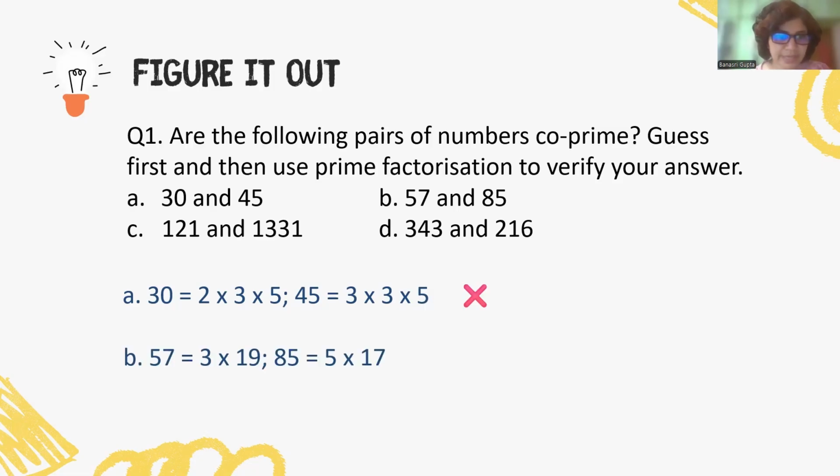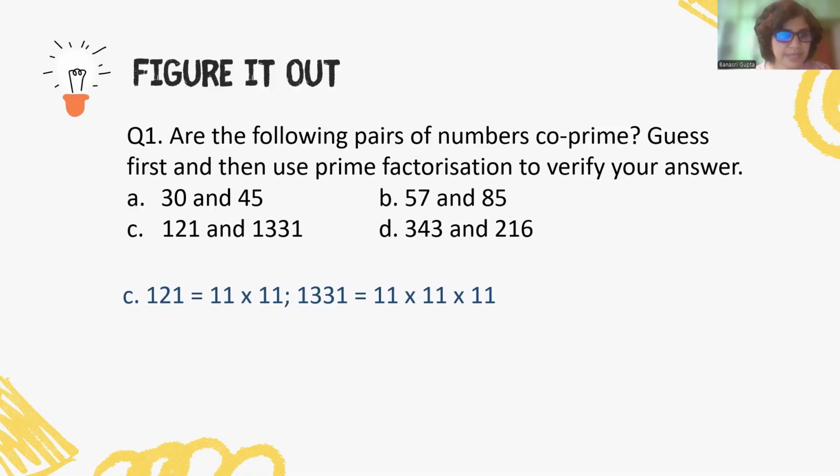Let's examine the second pair. 57 is 19 into 3. 85 is 5 into 17. Do they share any common prime factor? No. So they are co-prime. Number C is 121 and 1331. Both are powers of 11. One is 11 square, another is 11 cube. So definitely they share a common prime factor. So they are not co-prime.